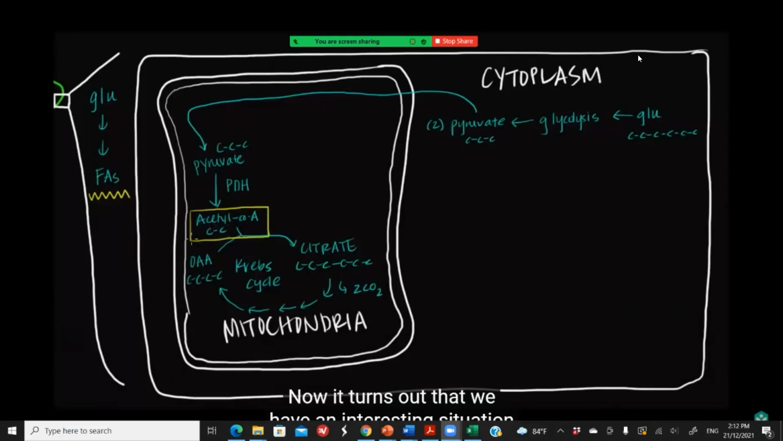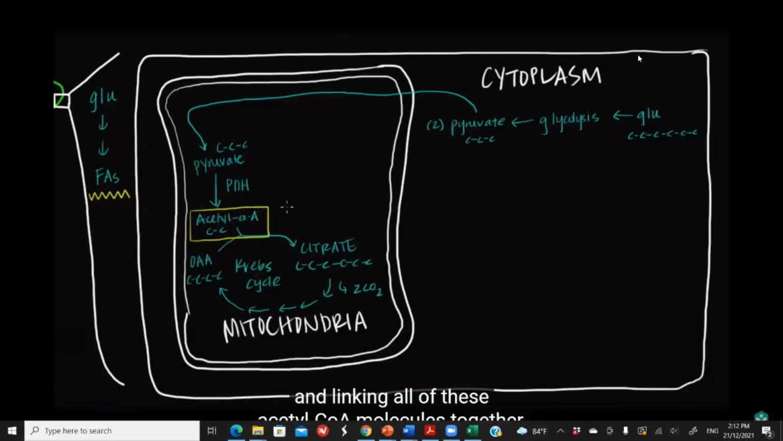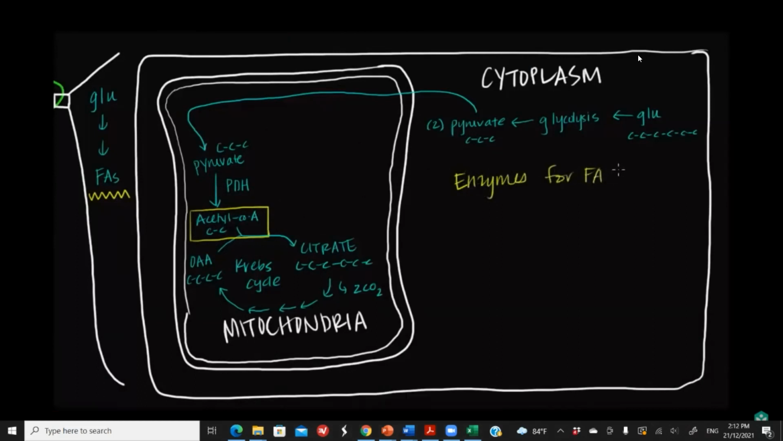Now, it turns out that we have an interesting situation when it comes to fatty acid synthesis and linking all of these acetyl CoA molecules together, which is that all of the enzymes necessary for fatty acid synthesis are located in the cytoplasm. And that's a bit problematic because remember, our acetyl CoA molecule is in the mitochondria.